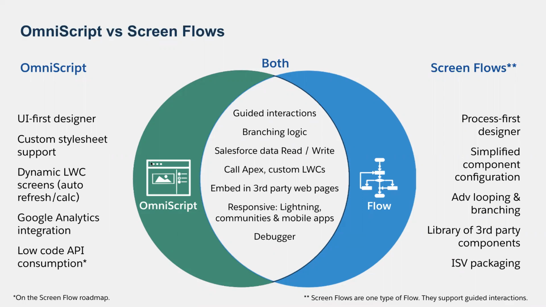But OmniScript is basically a UI first designer, whereas ScreenFlows are much more of a process first designer. They both do guided interactions. They both have branching logic. They both read and write to Salesforce data. They both can call Apex and custom Lightning Web Components. You can embed them in third-party web pages. They both have debuggers. So they certainly do have some important things in common.